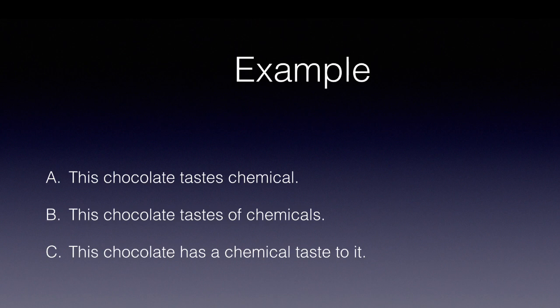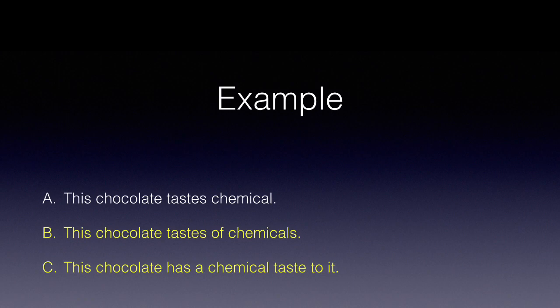Okay, let's get back to chemical and let's look at this example. What can and can't we say here? Only B and C are possible. In B, we simply get around the problem by using the noun chemicals. Let's focus on C. Chemical taste. So the word chemical is attributive. It modifies what we mean by the word taste. And that's officially the only way that chemical can be used in that position.